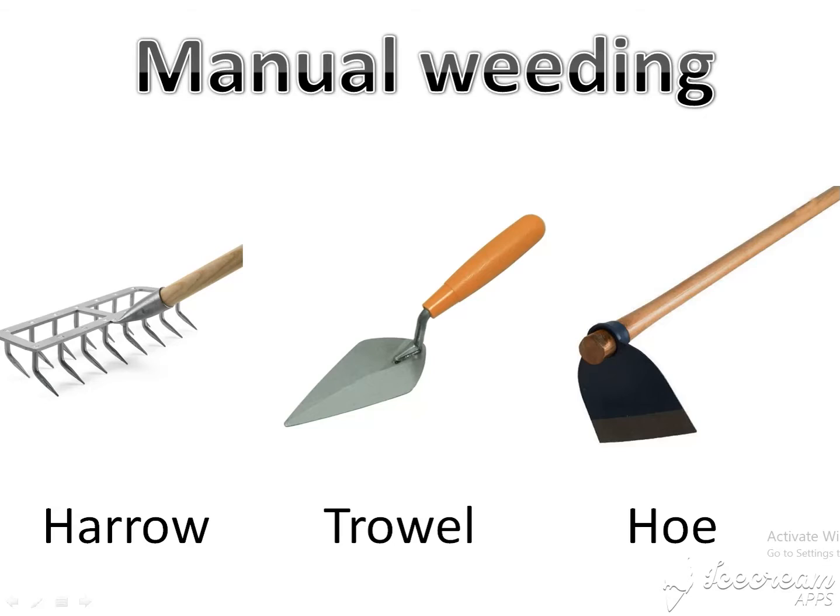Manual weeding is done by removing the weeds by hand or by using implements like harrow, trowel, and hoe.